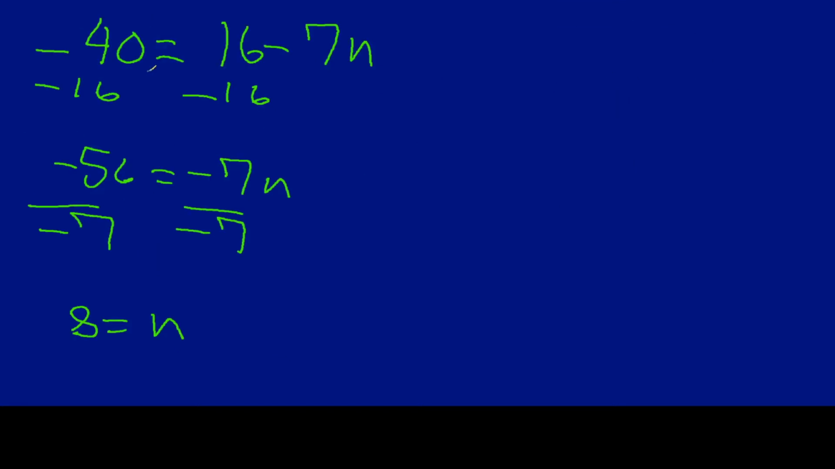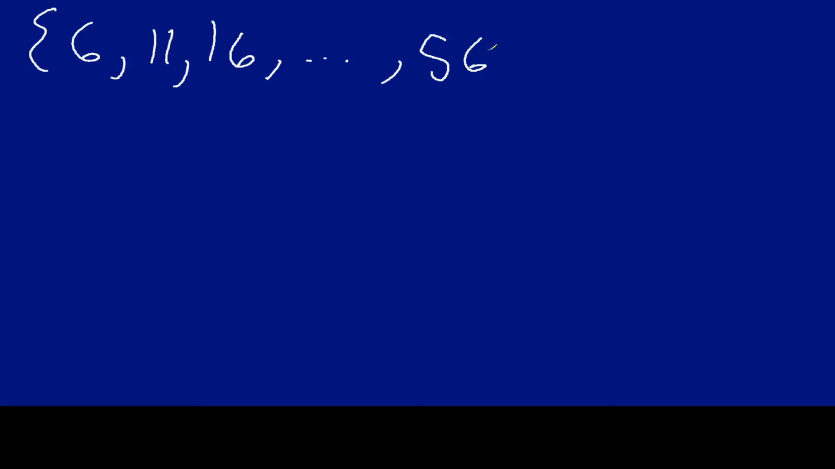All right. So let's do one more, shall we? And try to conclude this video. So here's our second sequence, if you will. I have these values 6, 11, 16. Then I have my ellipses. And I stop at 56. And so we go through the same process.